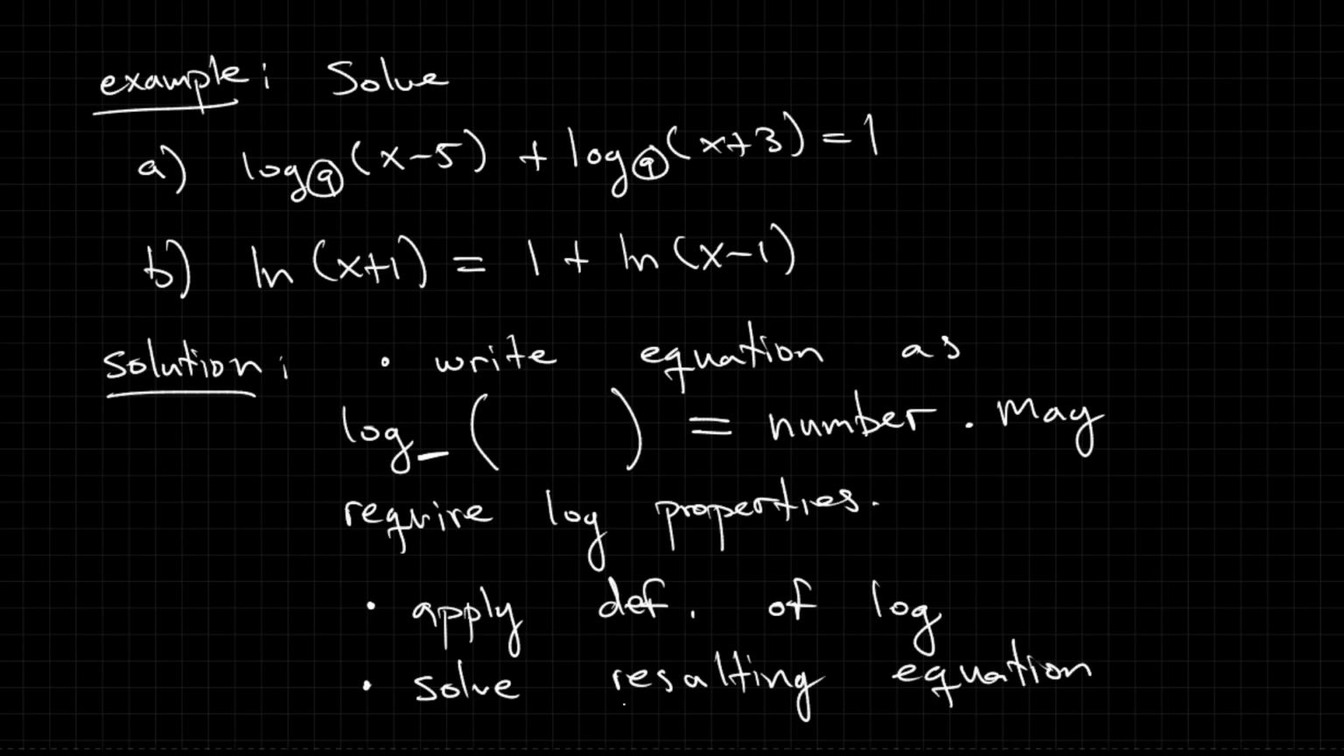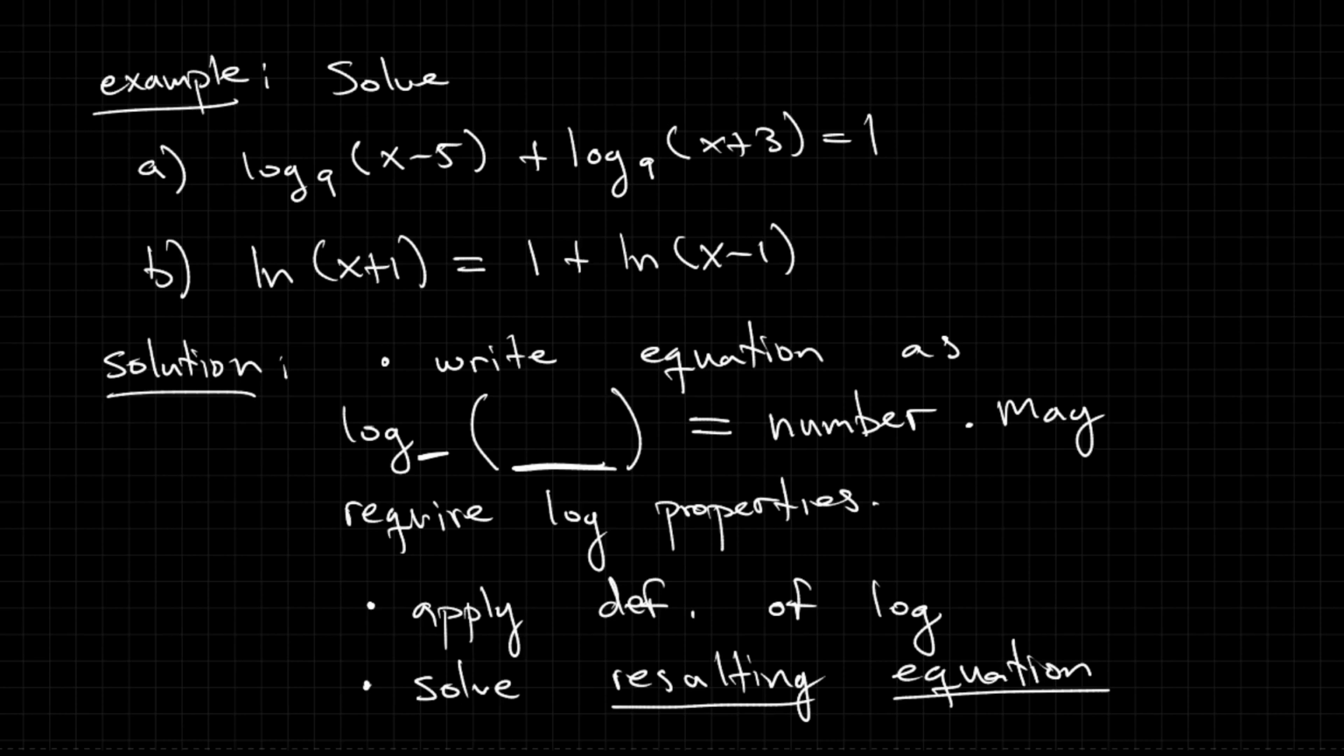And depending on the problem, the resulting equation could be linear, it might be quadratic, it just depends on the problem. So let's see what this looks like in the context of these problems here. For this part A problem, notice I don't have log of one thing equals a number. I have two logs being added together. However, I can combine those two logs using the multiplication property of the logarithm.